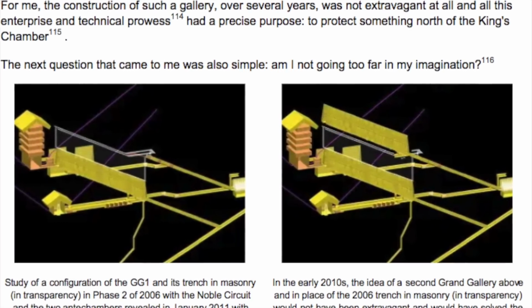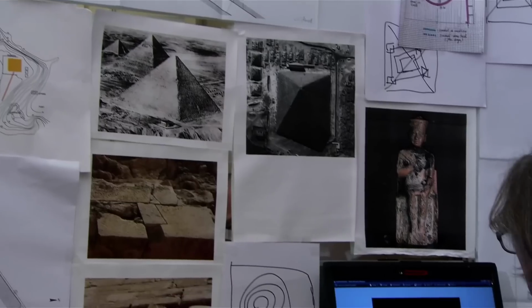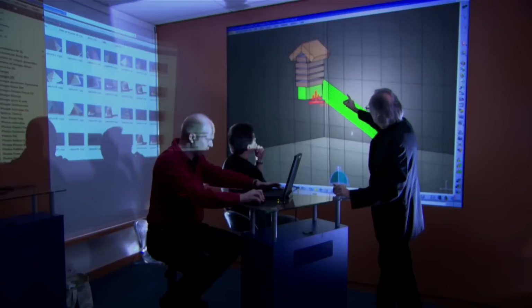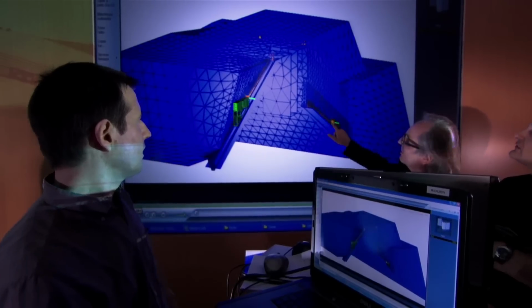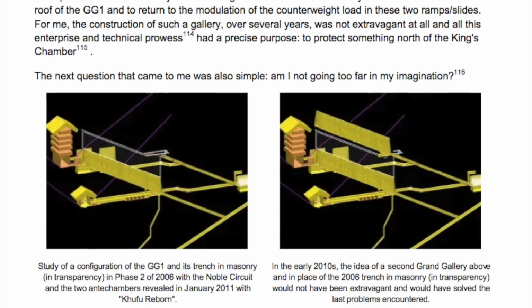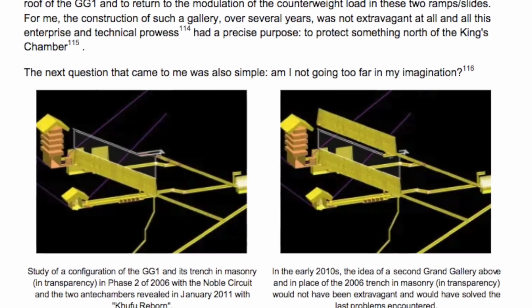Jean-Pierre Houdin, the French architect known for his interesting internal ramp theory, which we will get to a little bit later on, is a supporter of the two Grand Galleries theory and has issued papers to update his own theories, to incorporate a second Grand Gallery.